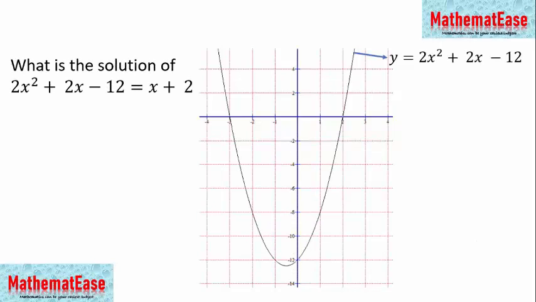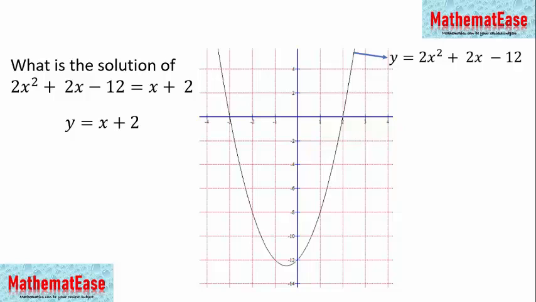If you look at this question, this one is 2x squared plus 2x minus 12 is equal to x plus 2. As usual, 2x squared plus 2x minus 12 is exactly the equation of the curve. But the only thing is that x plus 2. So it means that y is equal to x plus 2. This one is known as the equation of a straight line.